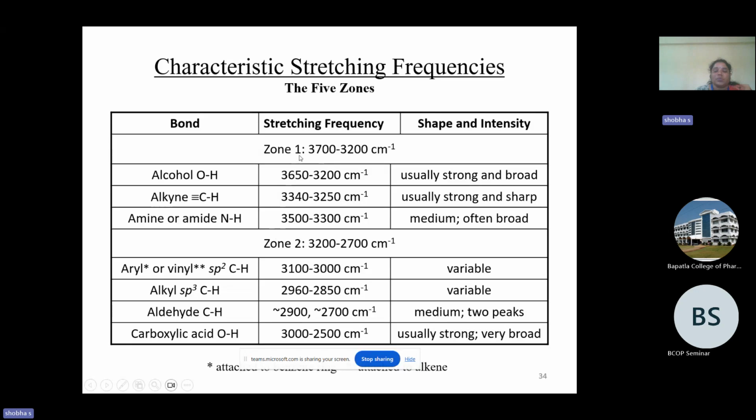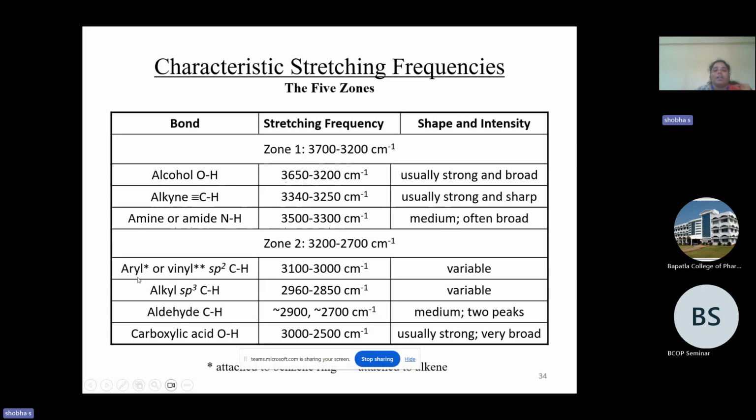Just to concentrate on zone 1, we are having alcohol as well as the H attached with the alkyne, as well as amide. Amide means C double bond O with NH2. The carbonyl group will come in zone 4, and amine means primary amine or NH2. We are going to see it in the region of 3,500 to 3,300. So only in region 1, we are going to see the alcohol as well as the alkyne H, as well as the amine and amide. With 3200 it ends.